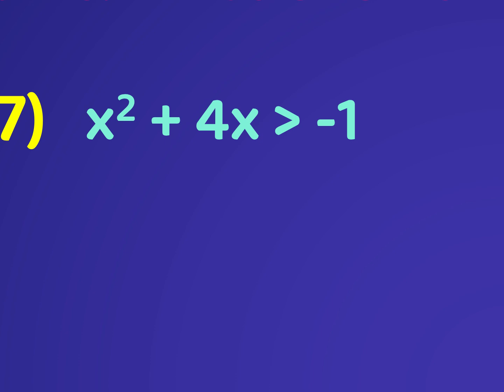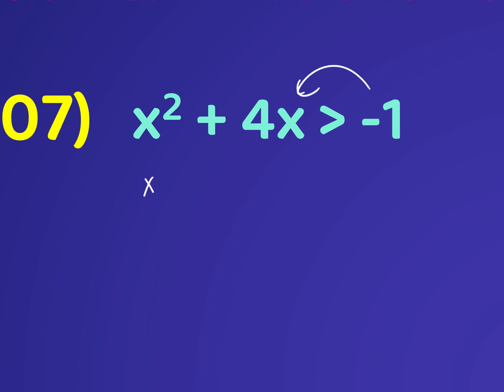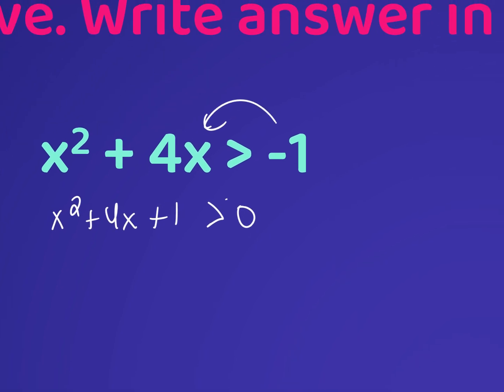Do I have everything on one side, 0 on the other? So if I move this over, I have x squared plus 4x plus 1 greater than 0. Everybody with me? Okay, so let's talk about the sign. What does the sign say?